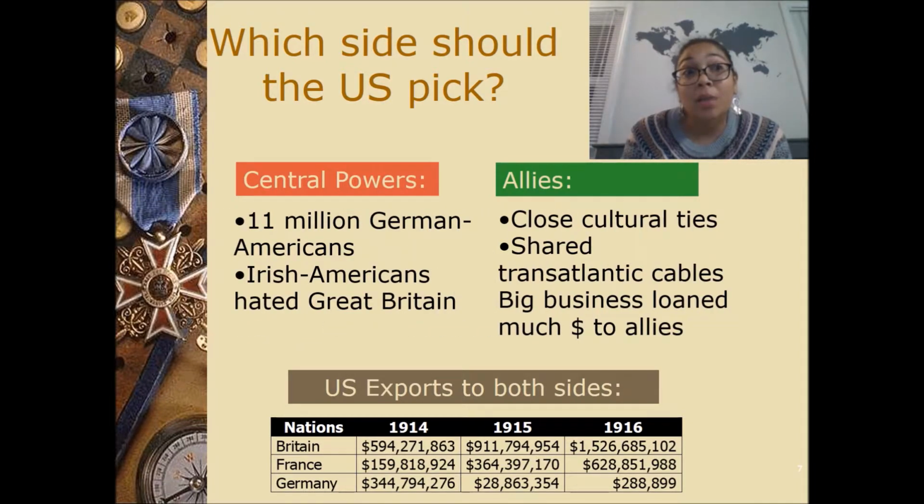At the same time, we want to look at the Allied side because we have close cultural ties. Remember that the United States used to be part of Great Britain, even though we fought, you know, that little thing called the American Revolution, but we still have a lot of culture that we share with them. We have the transatlantic cable that has been established so that we could send messages back and forth, and we have lent out a lot of money. They've borrowed a lot of money from the United States. So we kind of don't want to lose that money.